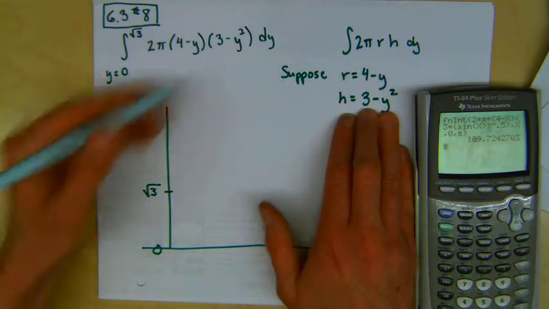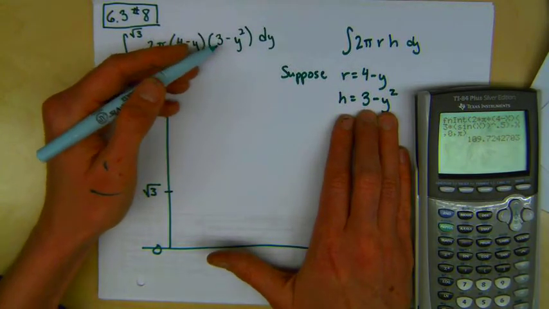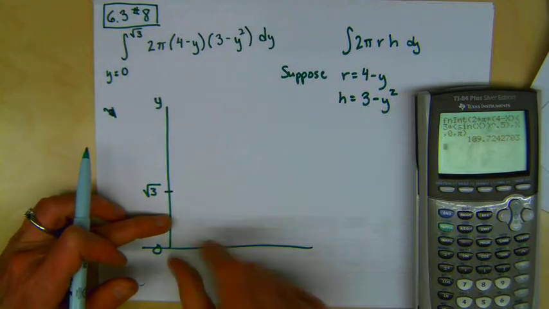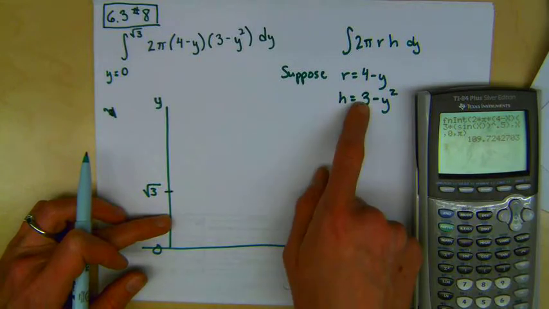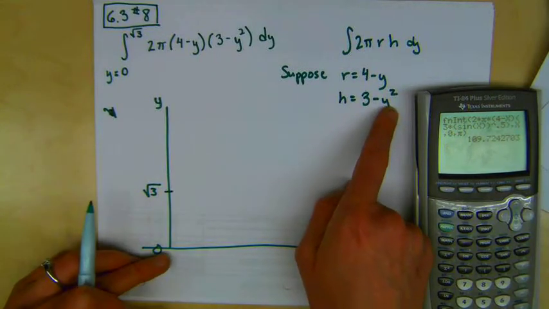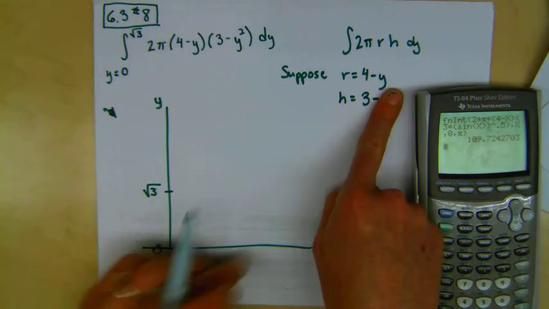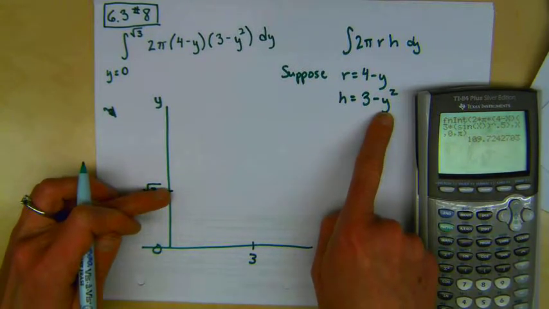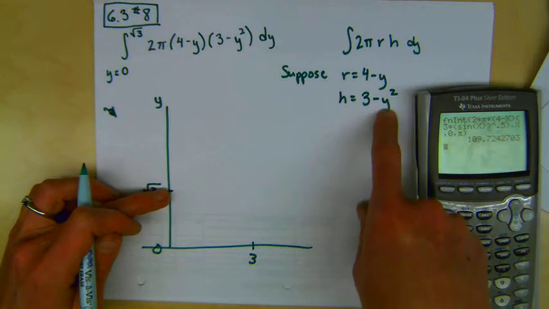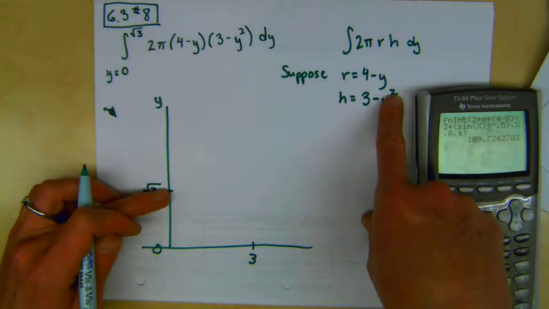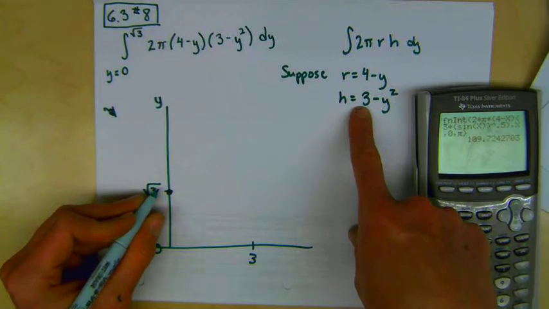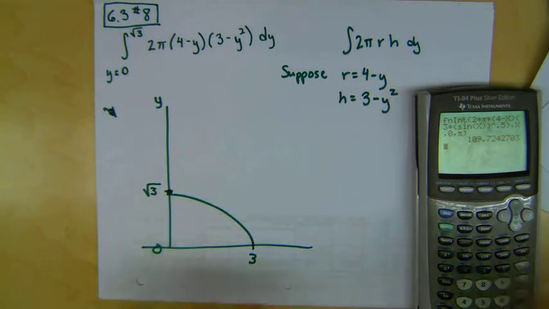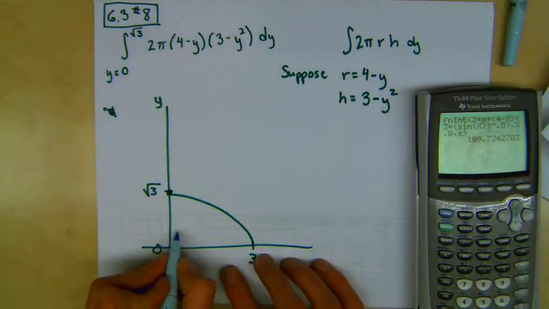So let's draw a picture. What does 3 minus y squared look like? If that's my height, it means that if I give you a y value, the height is going to be exactly 3 minus y squared. So when y is equal to 0, my height would be 3. And when y is equal to square root 3, I have to plug in square root 3 for y and square it and get 3. So my height would be down here at 0. And really this is a sideways parabola. So if I'm thinking of my heights, I'll color this in blue.